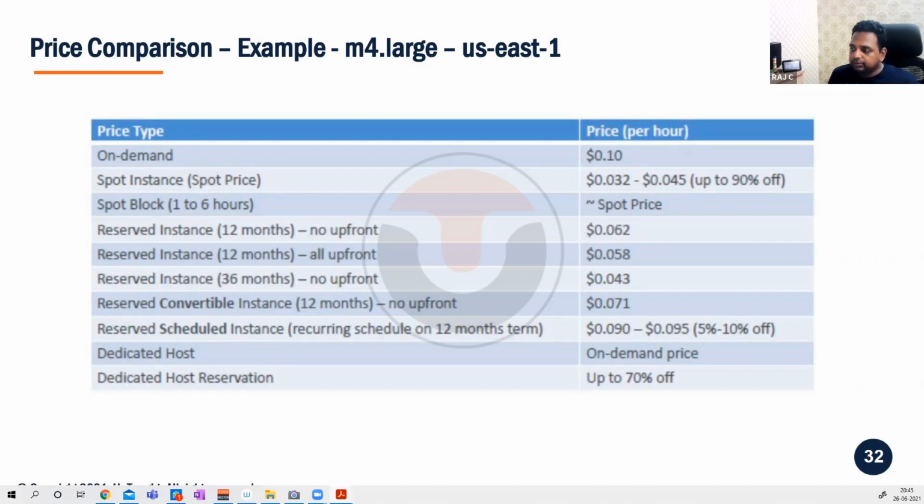Okay. So this screen allows you to display what the different prices are, right? For example, if you're using an M instance for intensive services, you can go for an on-demand price, which will be like 10.10 dollars, right? The spot instances will be $0.032, right? Up to 90% off. But if you go for a reserved instance of 12 months, you will get 0.6. When you go for 36 months, you get 0.043. And if you buy a reserved scheduled instance, it will be 0.092, right? The dedicated host is up to higher, and for a dedicated host reservation, if you reserve that for a 3 year period, obviously you will get 70% off even on that higher price.